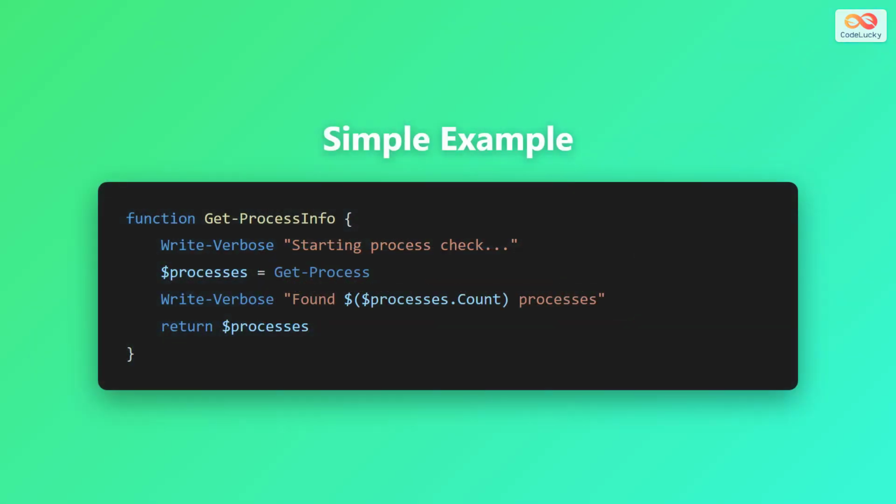Let's look at a practical example. Here we have a function called getProcessInfo. Inside the function, we use Write-Verbose to announce we're starting the process check. Then we retrieve all processes and store them in a variable. Next, we use Write-Verbose again to show how many processes were found by embedding the count directly in the message. Finally, we return the processes. This gives us visibility into what the function is doing at each step.